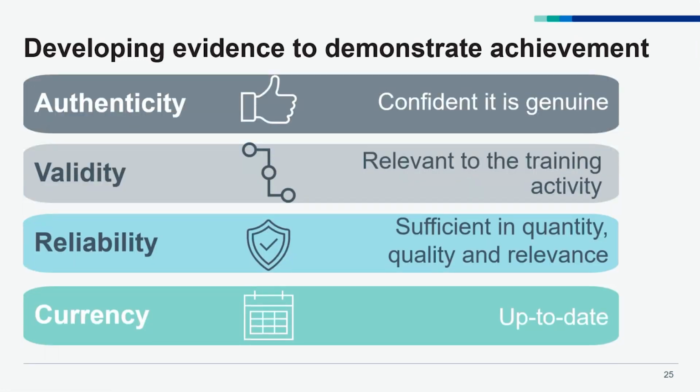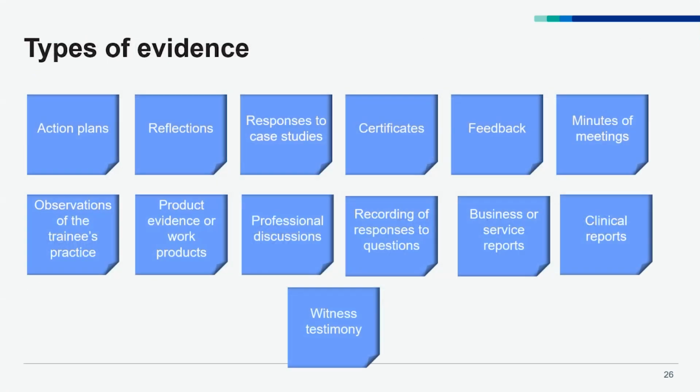So basically, any evidence that you develop needs to be authentically yours, needs to be valid, so relevant to the training activity, needs to be sufficient, and it needs to be up to date. And this is not an exhaustive list at all, here's a range of types of evidence that you might include depending on the training activities. We've got action plans, witness testimonies, observations of your practice, different types of reports, responses to any questions you've been asked, responses to case studies, etc.